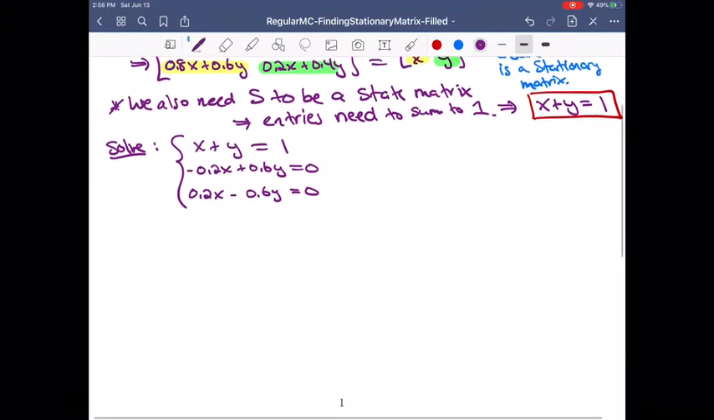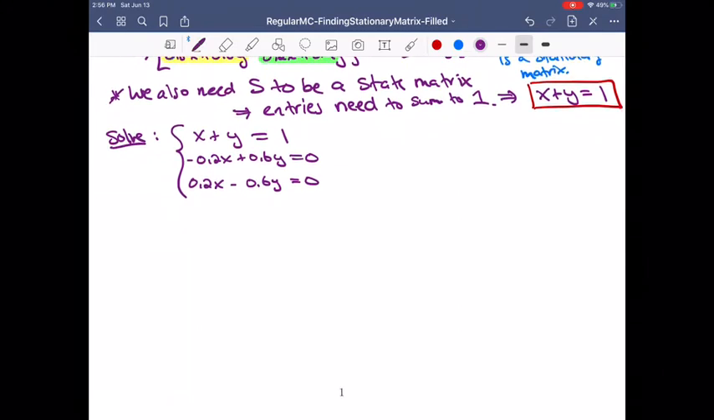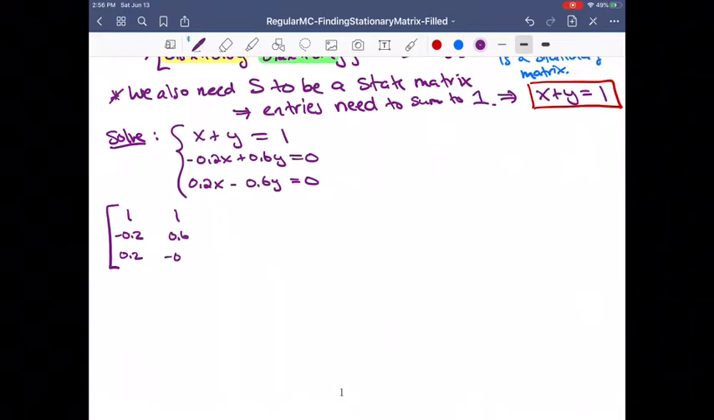So I'm going to use row operations to do this. If I put this into a matrix, nicely I've lined up the x's and the y's. So it's going to be 1, negative 0.2, positive 0.2, going down the columns, then 1, negative 0.6, my line, and then 1, 0, 0.